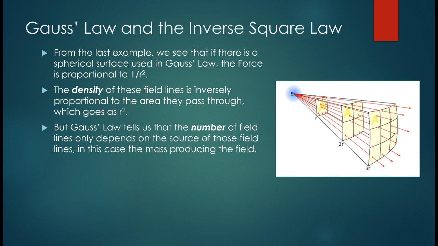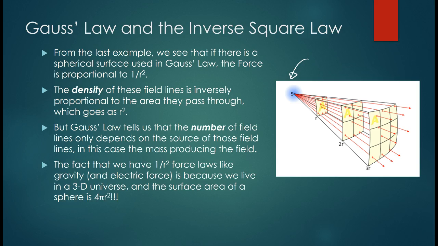So really what's happening is that even though the number of field lines is staying constant based off the mass producing that field, the density of those lines is getting less, and that tells us that the field is decreasing in strength, because the strength of the field can be thought of as the density of the lines.